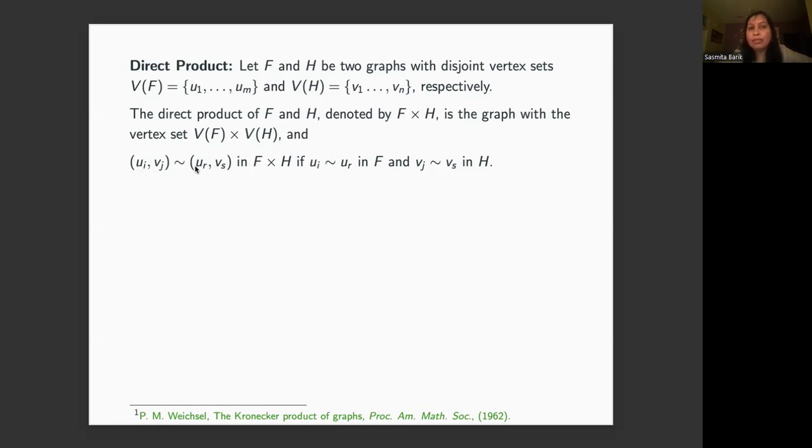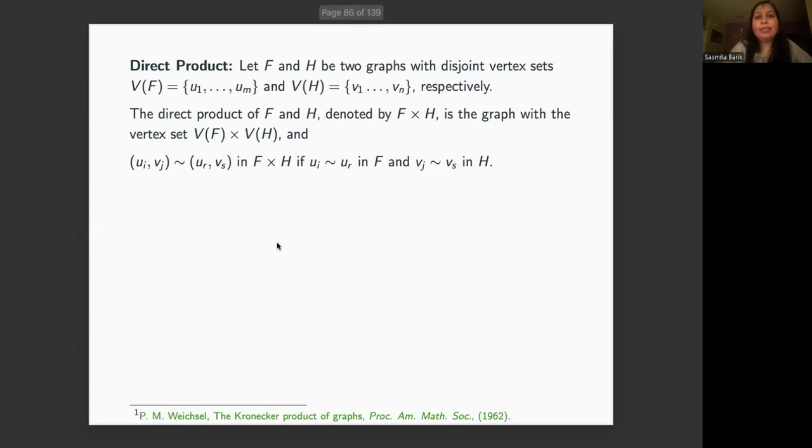If Ui is adjacent to Ur in your first graph and Vj is adjacent to Vs in the second graph, so if both of these things are happening, then only you can put one edge between these two pairs. Okay, so this is the direct product. I think many of you must be knowing.